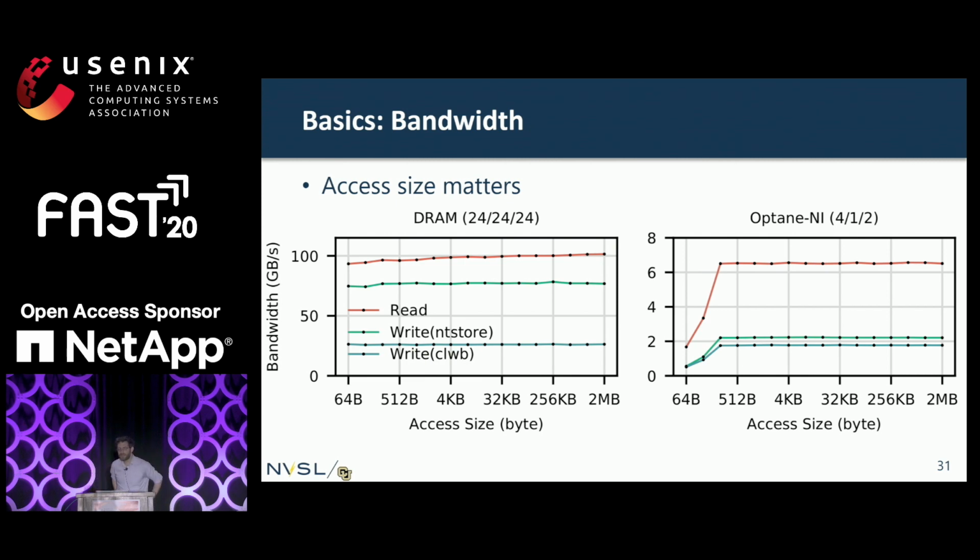So the next thing to know is that access size really does matter within Optane media. On the left, we have DRAM access bandwidth with respect to access size, and you see that it's pretty constant. It doesn't matter how big your access to DRAM is, it's going to give you relatively the same amount of bandwidth. In contrast, with Optane non-interleaved, we have this kind of ramp up to the block size of 256 bytes, at which point everything is stable, because at this point we're using the block size efficiently.